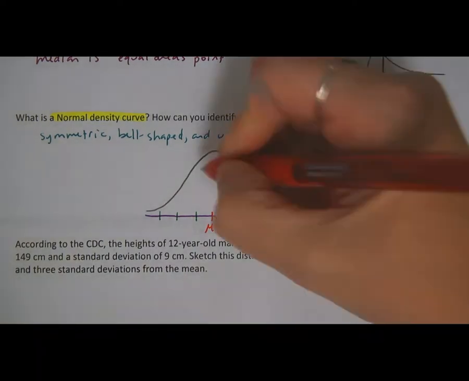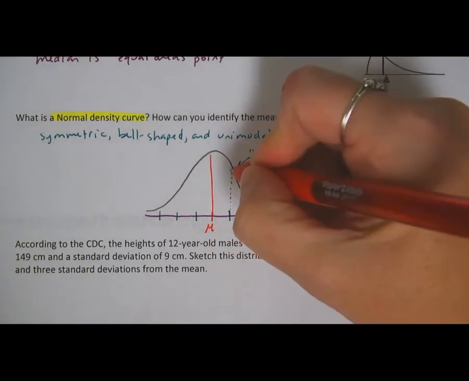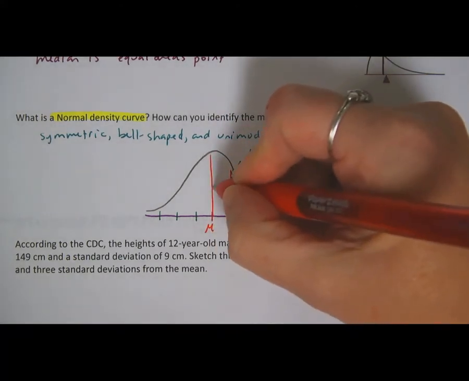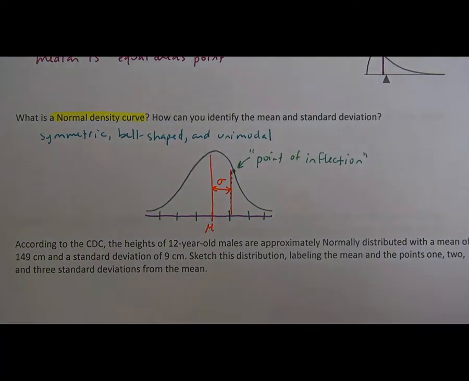And you can show yourself in your picture that from the mean out to that first tick mark, that is the standard deviation. And all the tick marks are 1 standard deviation away from the next one. They're equidistant.